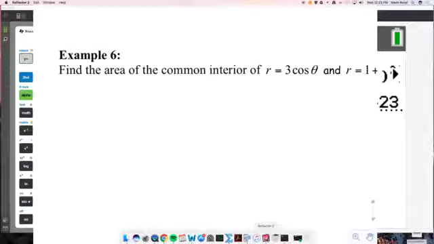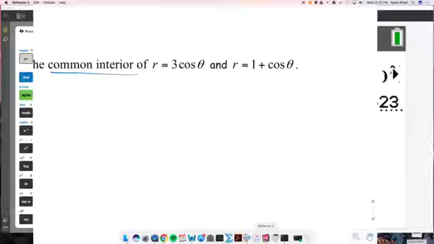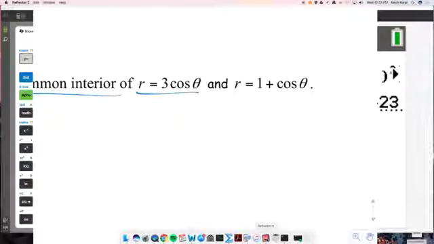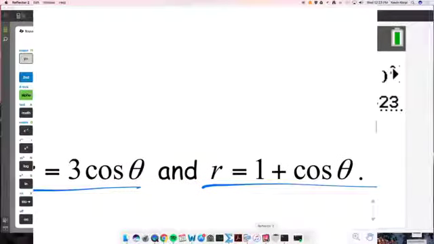All right. Example 6. Do we have time? We're in here until 45. Okay. We have 20 minutes. Let's go. Find the area of the common interior. Common interior means it's inside both of them. They only gave us both. All right, so r equals 3 cosine theta, and r equals 1 plus cosine theta.